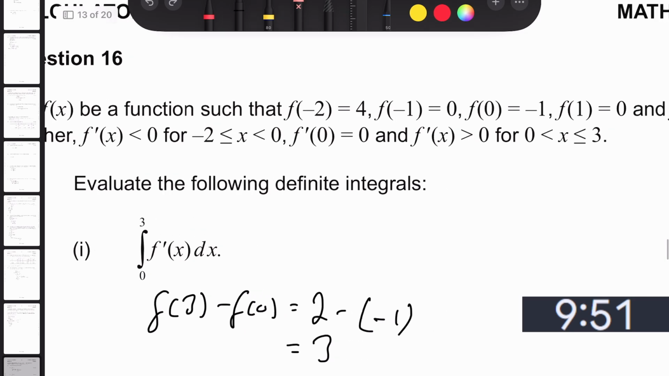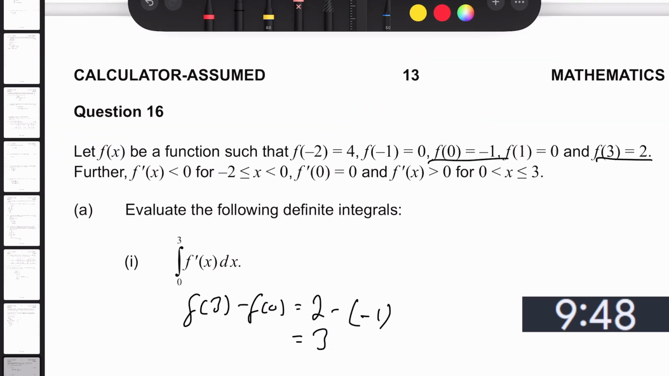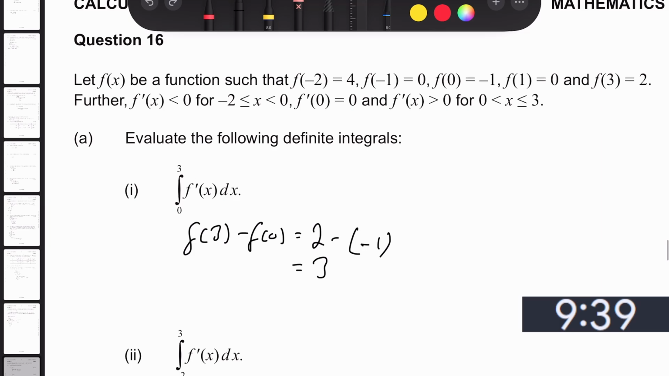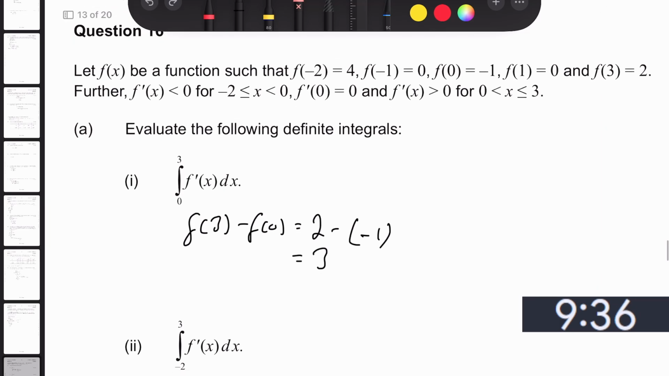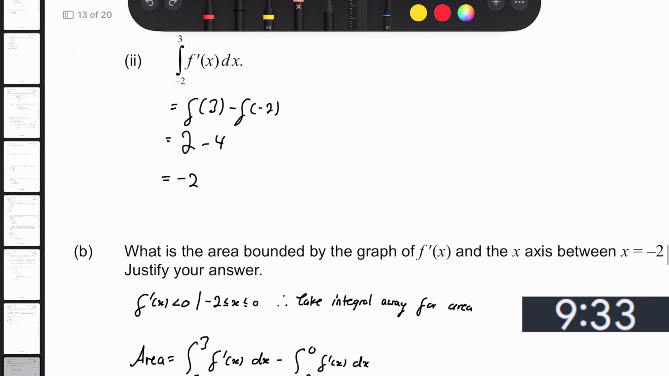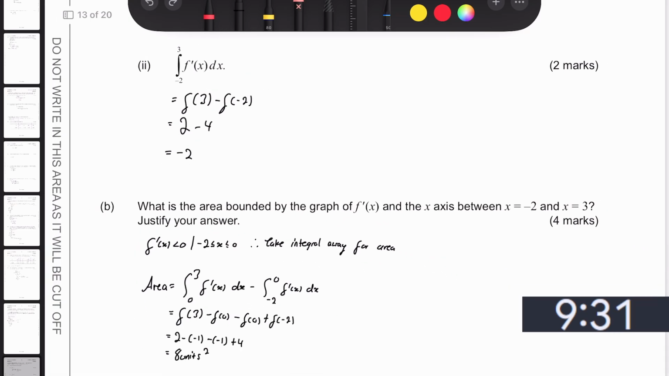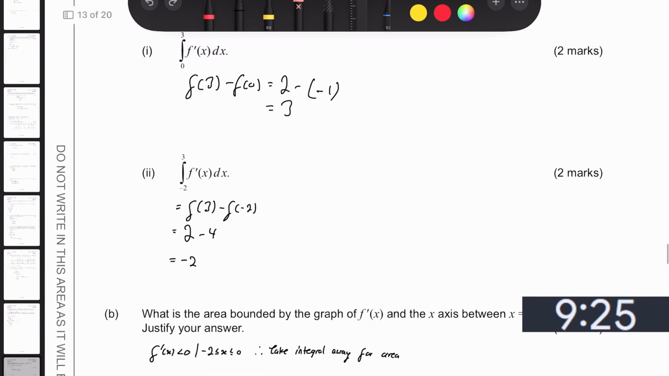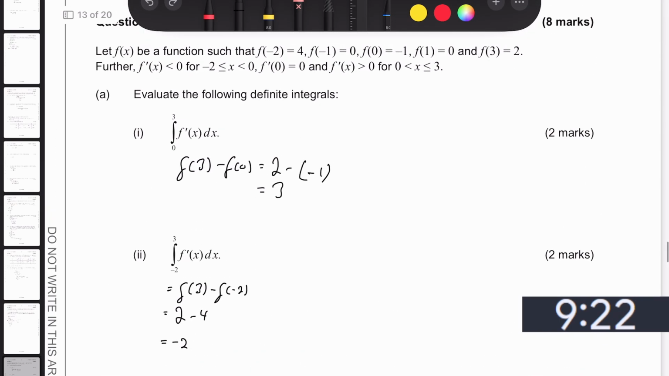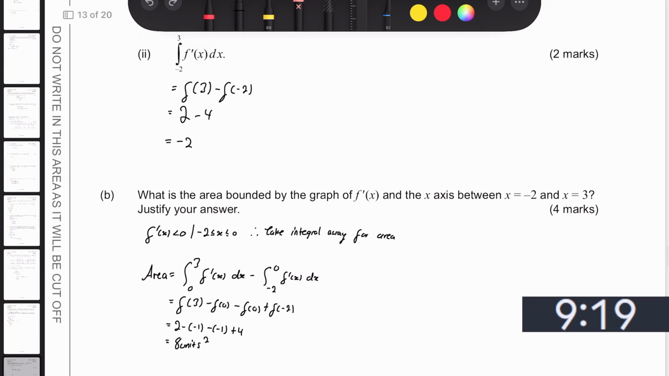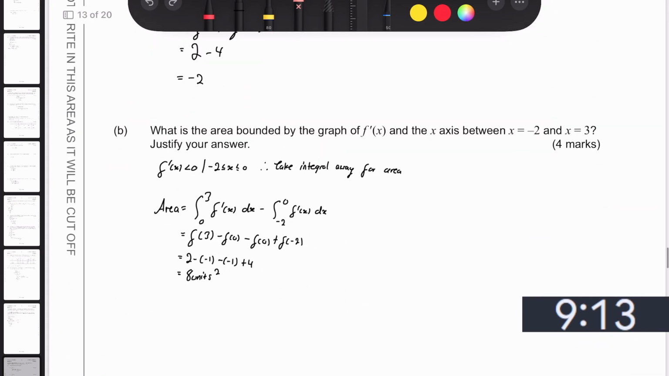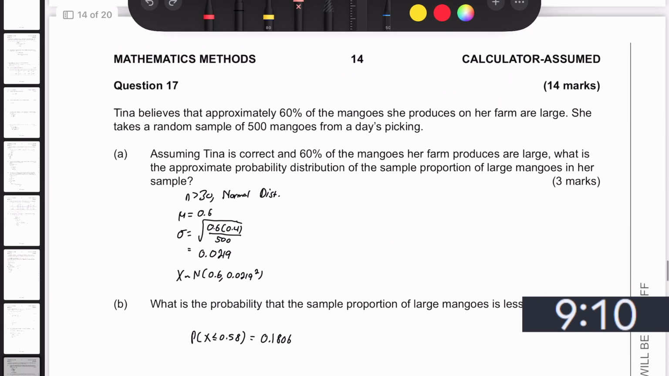Okay, so f of 3 to f of 0, 2 minus minus 1, that's just 3, that's nice. And f of x, so 3 minus -2 is 4, -2, x equals -2 and x equals 3. Take that into the way, so 0 to 3 is 2 minus minus 1, and then 1 is f of 0 plus f of -2. That's 2 plus 1 plus 1 plus 1. Okay.